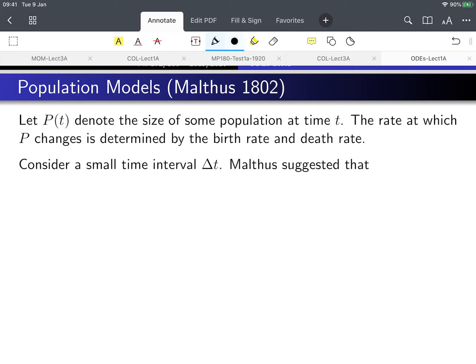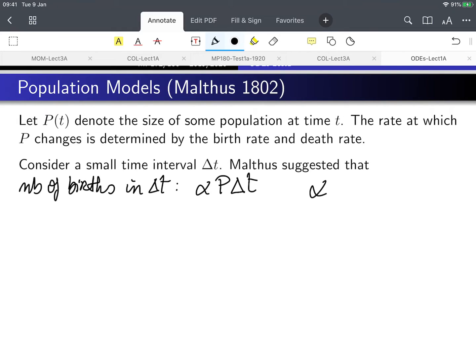Let's take a small time interval delta t. He said the number of births during time delta t is proportional to the current population. The more people there are, the more children they will have. Makes sense, right? Every couple is expected to have, I don't know, 2.1 children. Every cell is expected to divide in 2 or in 3, something like that. So alpha here is a positive constant, and that's called the birth rate.